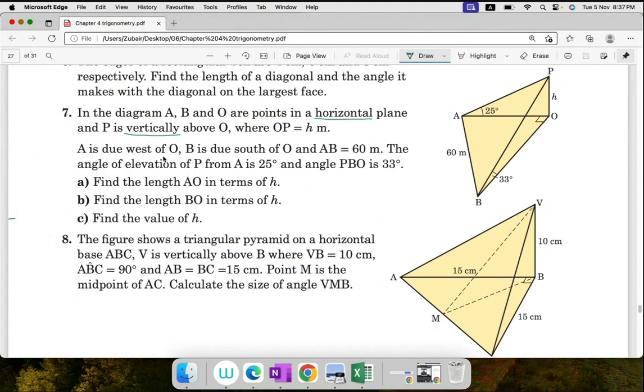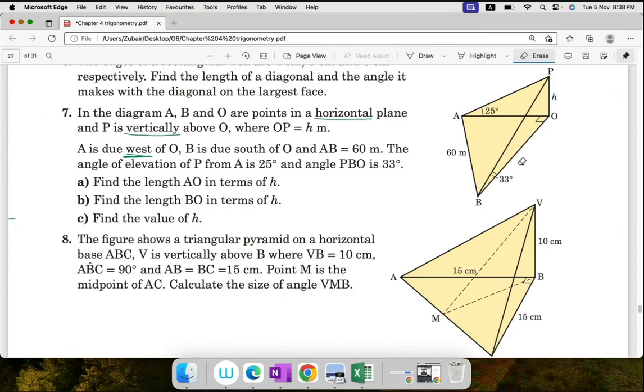A is due west of O, north, south, east, west. This word also confirms that it is in a straight line and at 90 degrees. B is due south. So if A is on the west and B on the south, that is 90 degrees. AB is 60 meters, given. The angle of elevation of P from A is 25. Angle PBO is 33. Find the length AO in terms of H.